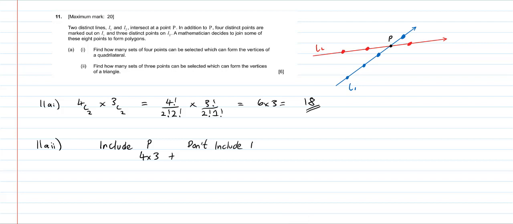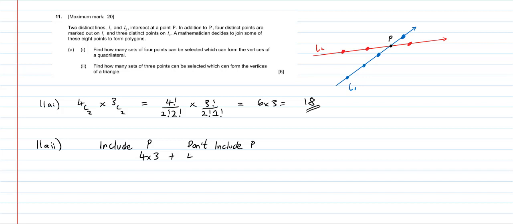there's 2 ways I can do that. I can pick 1 point on line 1, that's not P, so just the blue dots there, and then 2 points on line 2, or I can pick just 1 point on line 2 and then 2 points on line 1. So if we think about picking just 1 point on line 1, well, I've got 4 points I can choose from because we're not including P.